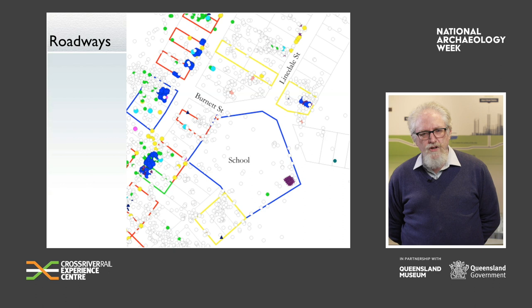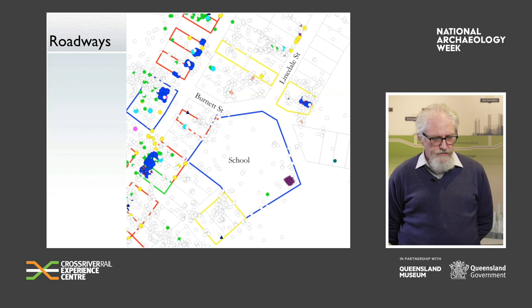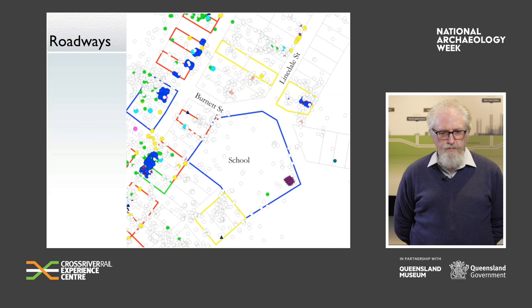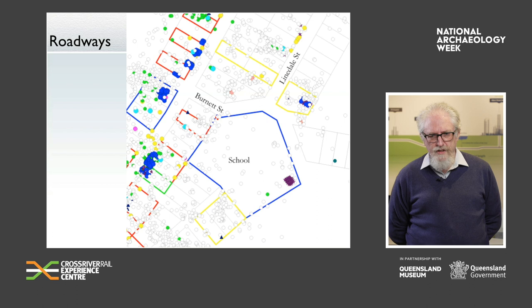So then when we did the survey, we recorded every artifact on the ground surface across Paradise, and we were able to plot these on a geographic information system, on layers in the GIS, to their exact location and which lots in town they related to. So this shows part of the town, shows the school block and some of the streets.